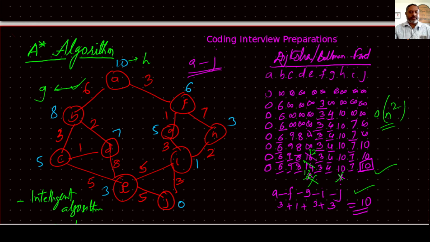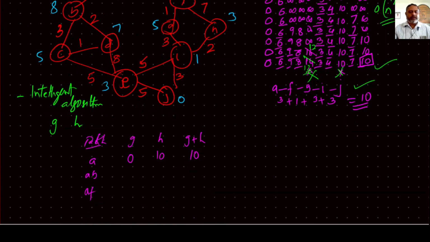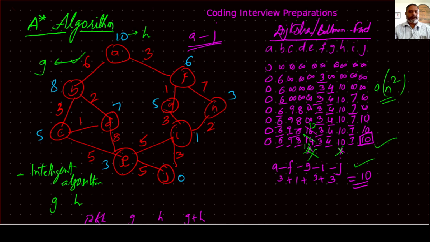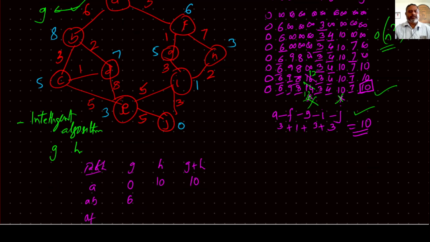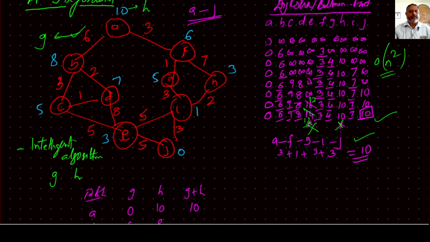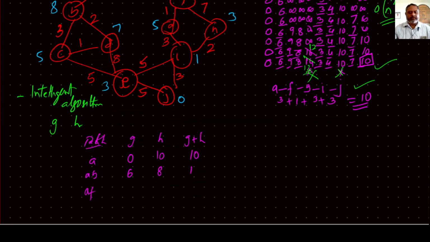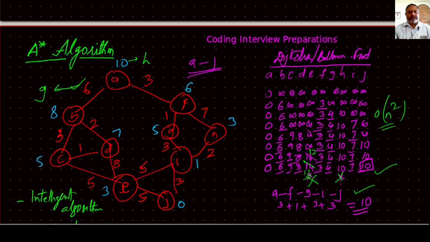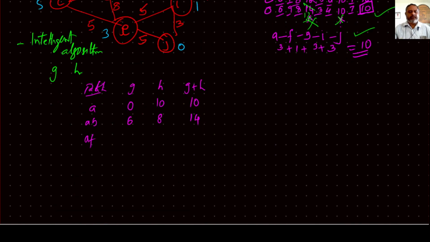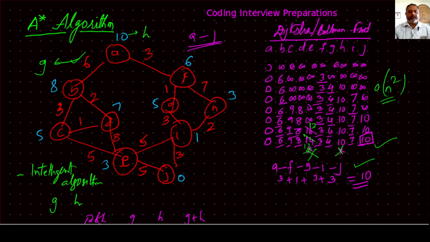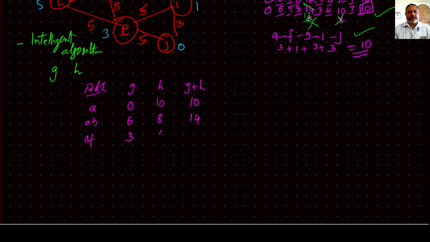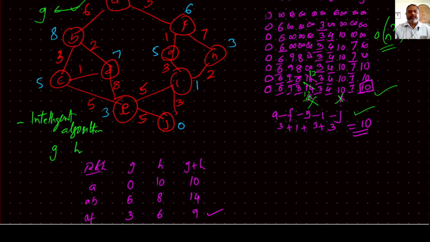So if it is A to B, the distance from A to B is 6, and at B we know that B is approximately 8 units away from the destination, therefore that makes 14. On the other side, F is 3 units away from A, and it is said approximately that F is 6 units away from the destination, so that makes 9. So among these, 9 happens to be the smallest, therefore it is advisable to extend from F.